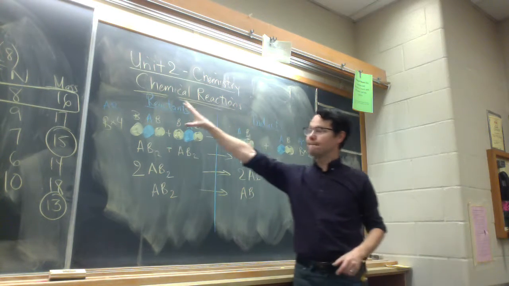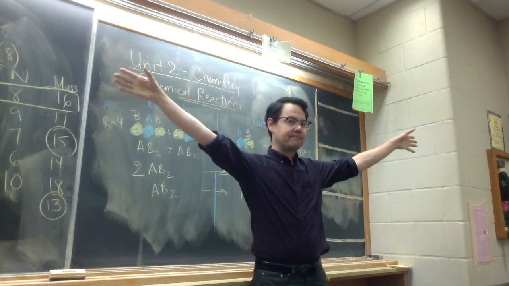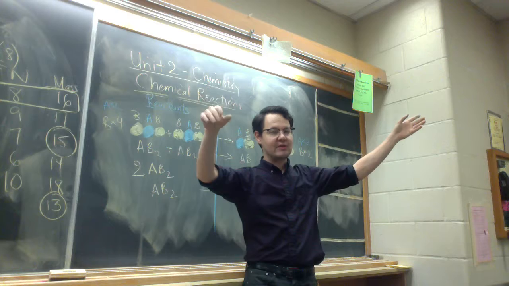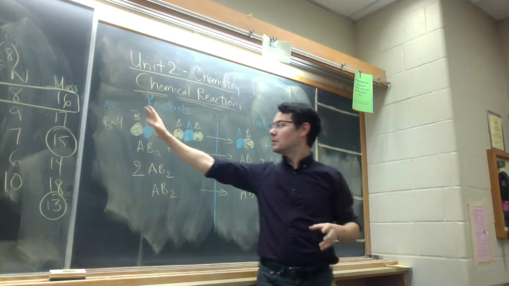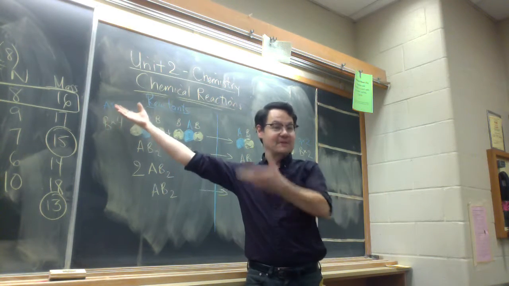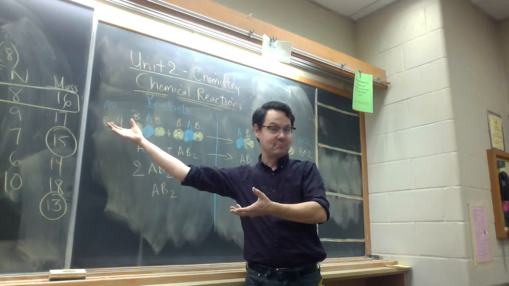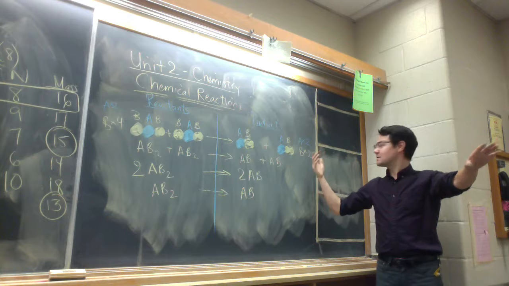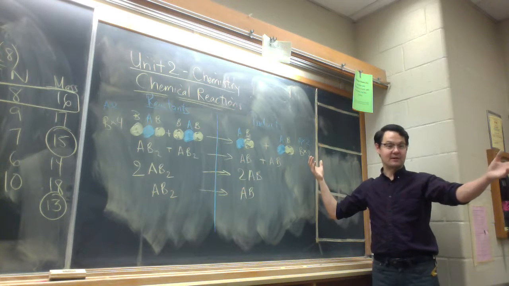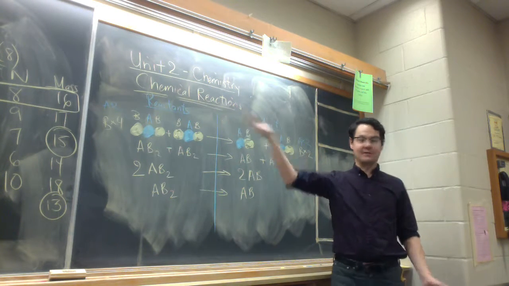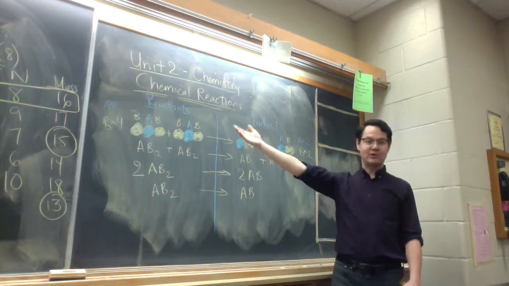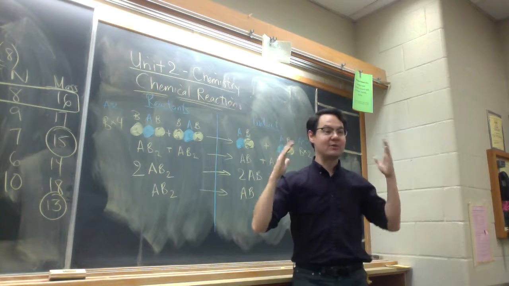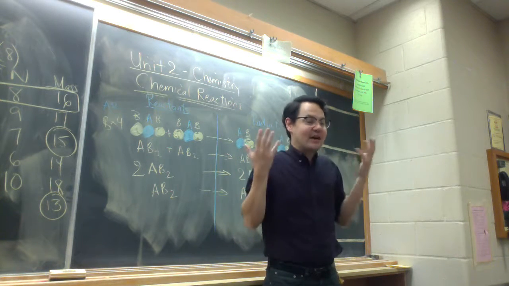So, here's the thing. Stay with me. We have six things, basically, right? Before the reaction happens. And after the reaction, we have four things. What happened to the extra two things? What happened to those extra two B's? They died. Well, right now, what we're saying is... I know, but it's wrong because it can't happen.